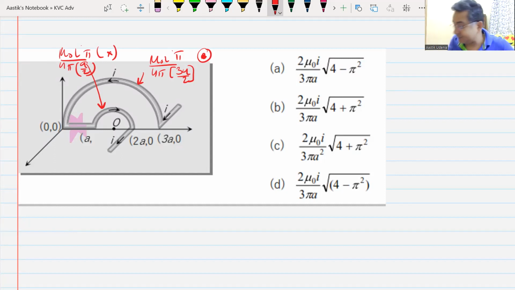So the, okay. So the net magnetic field that will remain will be how much? Between these two? Anyways, what is the magnetic field due to this wire?